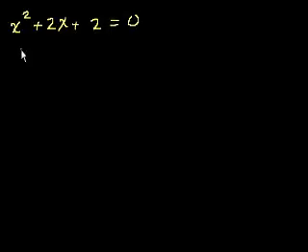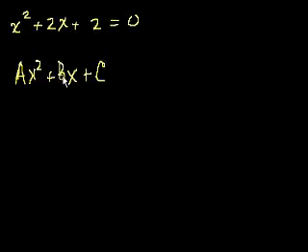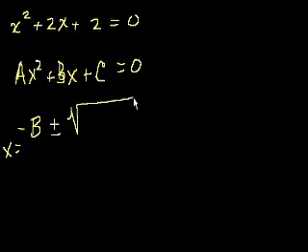And just as a reminder, if the equation is ax squared plus bx plus c, maybe I should have done them all in capital letters, is equal to 0. The solution to this, and the proof of this we've done in the Khan Academy, it comes from completing the square, but it's useful to memorize. So the solutions x are equal to negative b plus or minus the square root of b squared minus 4ac, all of that over 2a.